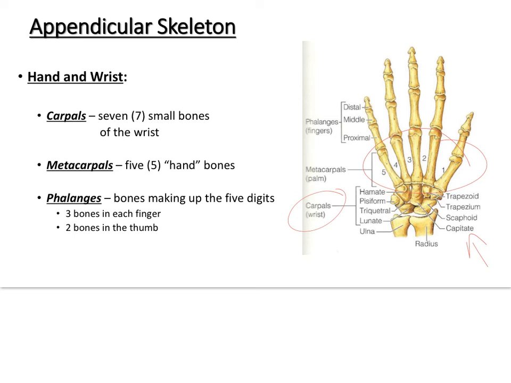And then you've got phalanges, which are all made of multiple bones, and those are your fingers. So you've got 3 more bones in each finger, 2 more bones in your thumb. And so your digits are your phalanges.